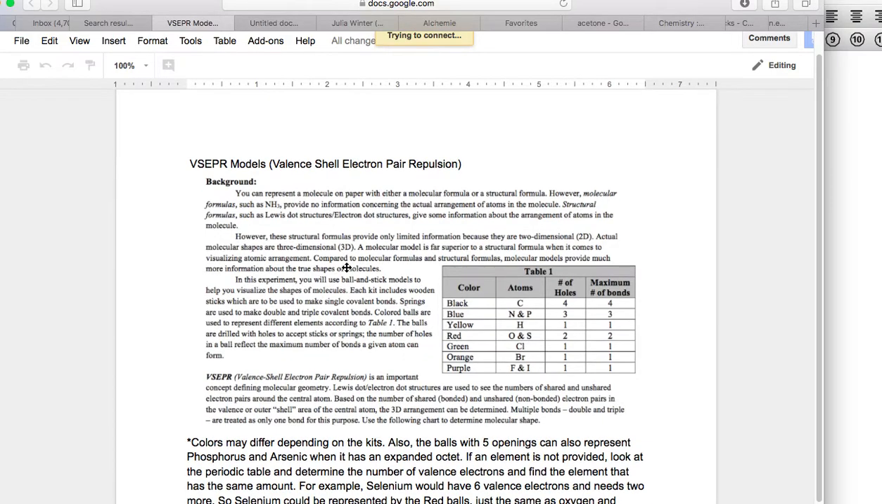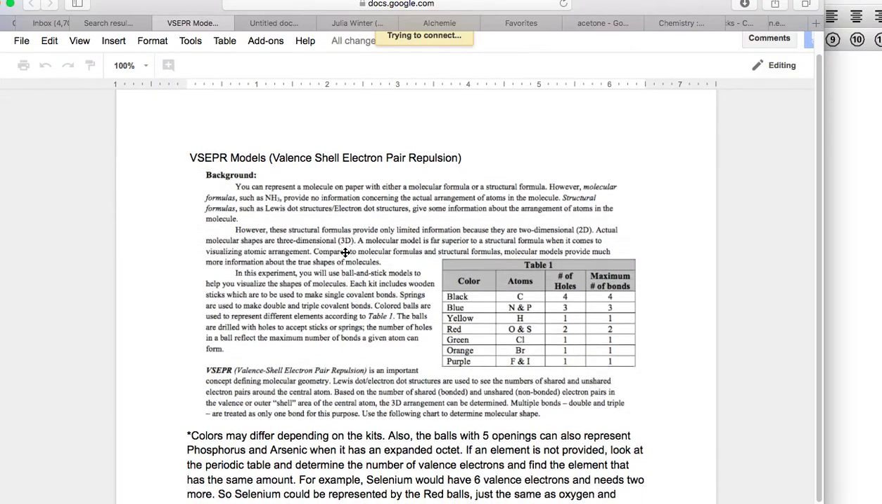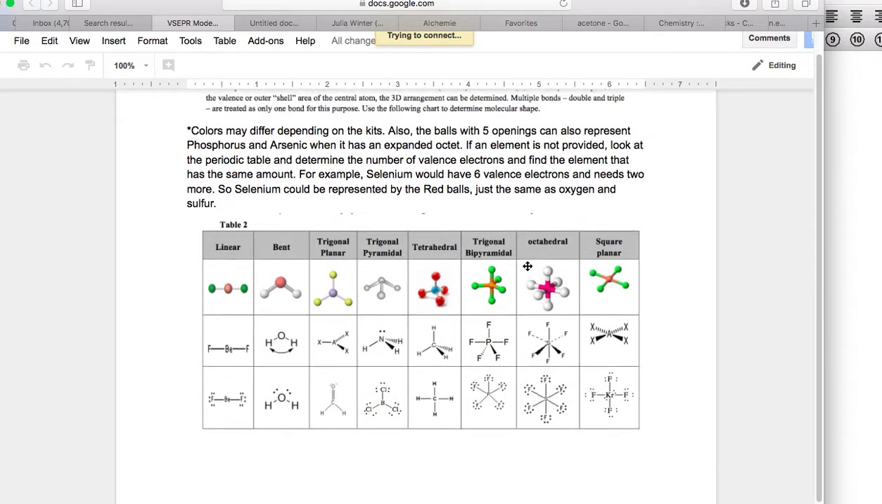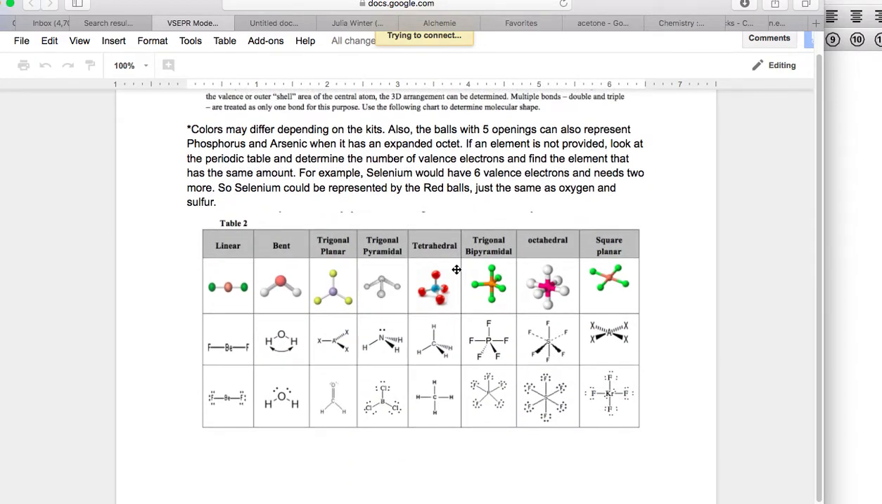So this gives you some background. You're going to read this on your own or read it with your pod. It'll tell you what to do, gives you the idea what the colors are in the ball and stick models, okay? And then this gives you the shapes. So let's take a look. You can also look at page 260 in your book if you want to. So that's another reference as well, and I'll write that down here. You can go to page 260.